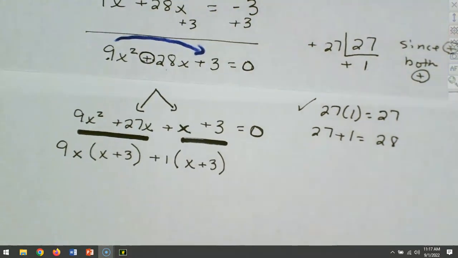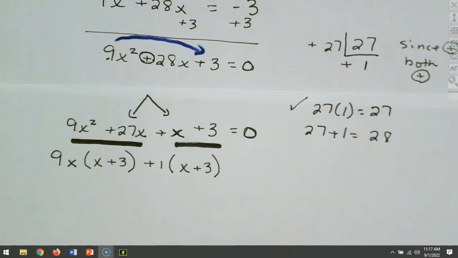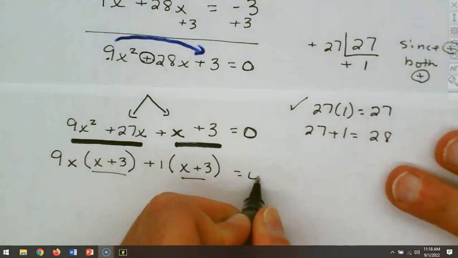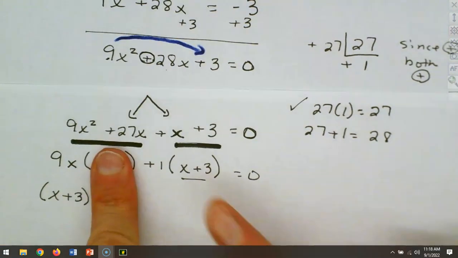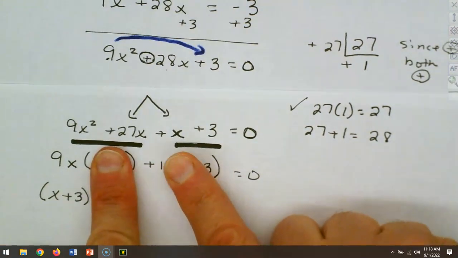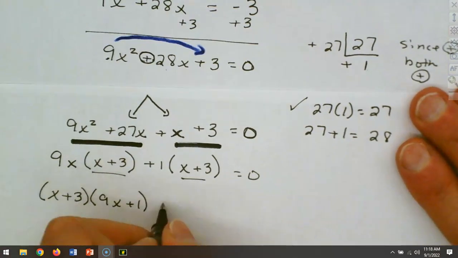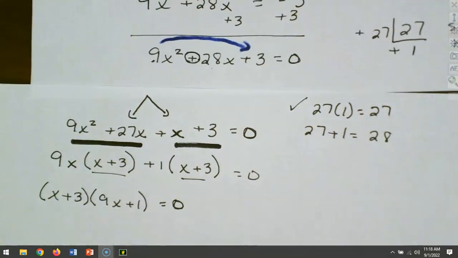Now, we know we are doing it correctly because these groupings had better be the same. If the groupings are different, you made a mistake. Are the groupings the same here? Yes, they're both x plus 3, aren't they? Okay, so these are the same. And this is still equal to 0. And now we can rewrite that as x plus 3 out in front. And what's left over? 9x plus 1. That now equals 0, doesn't it? And we can now finish it.